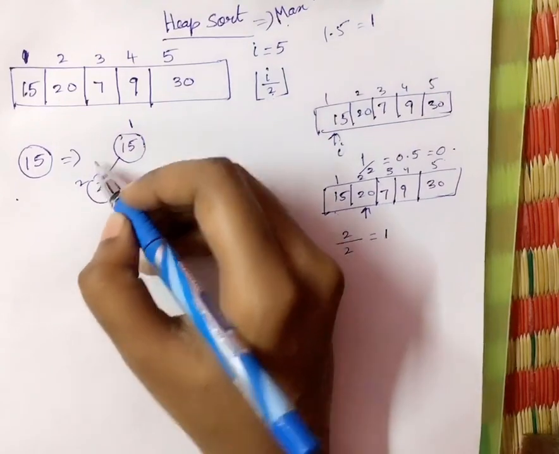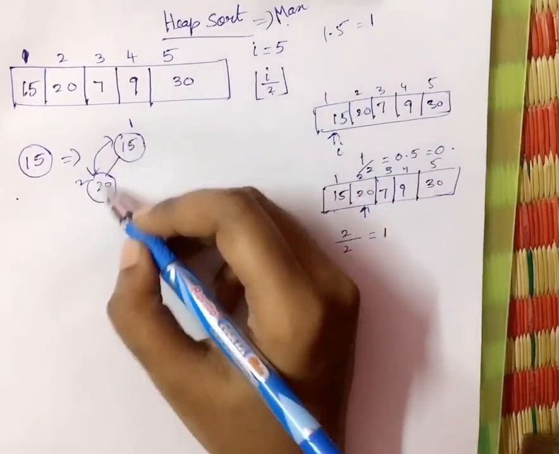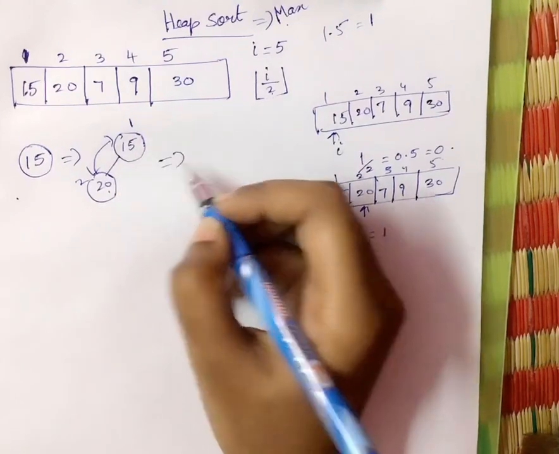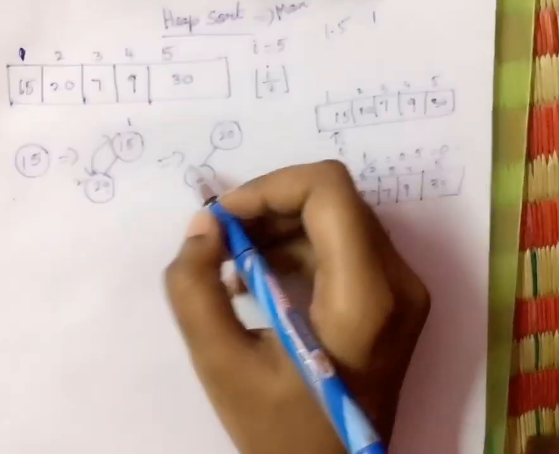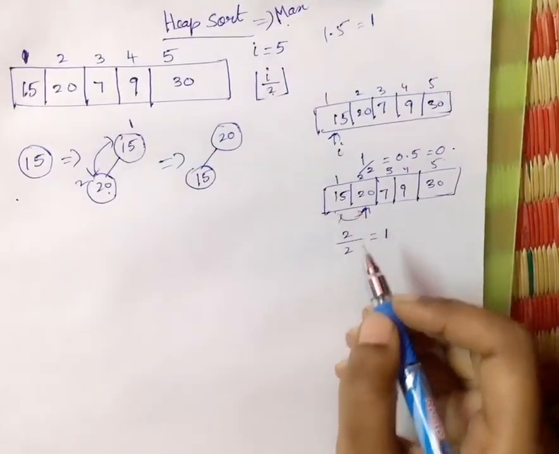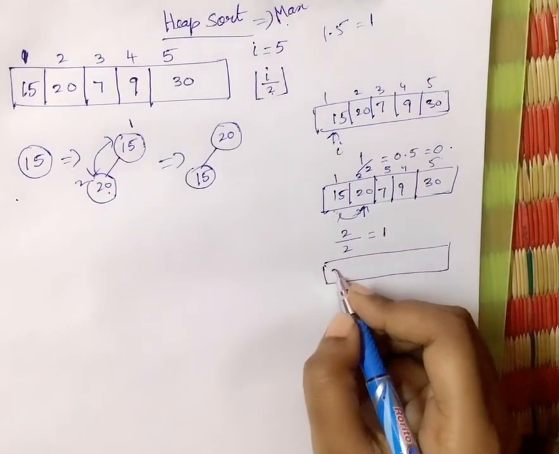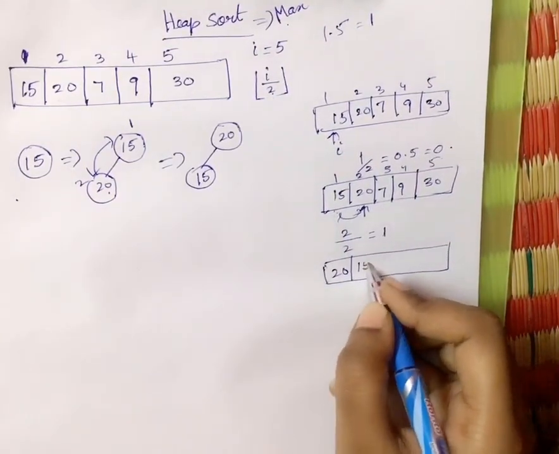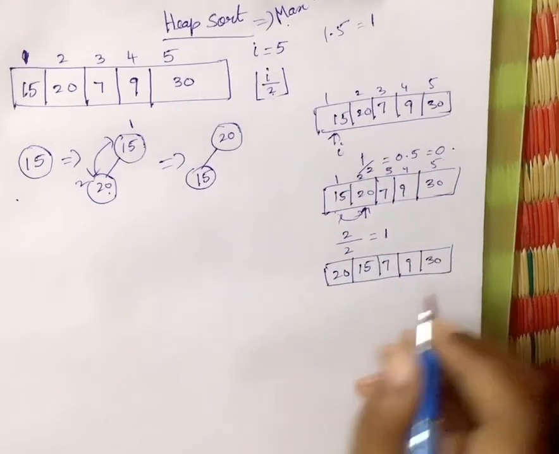So I will swap these two values. After swapping, 20 will go here and 15 will be at this position. After swapping, what will be here? 20 will be in the first position, 15 at the second position, then 7, 9 and 30.